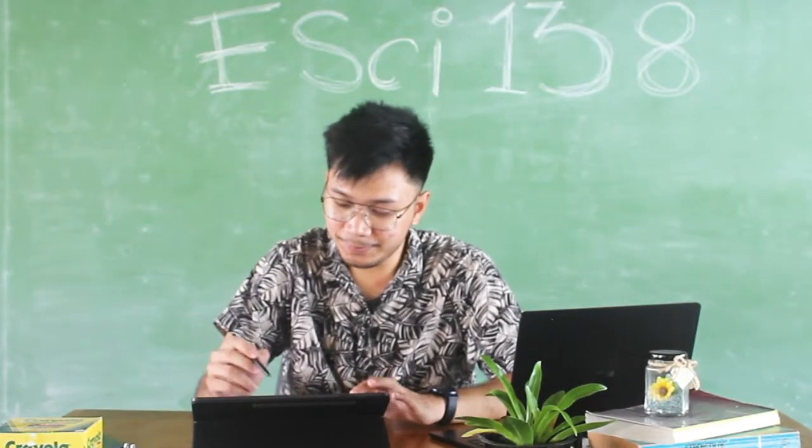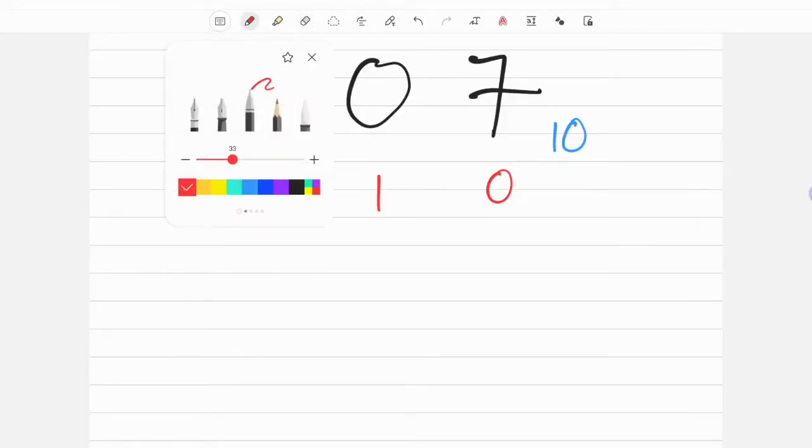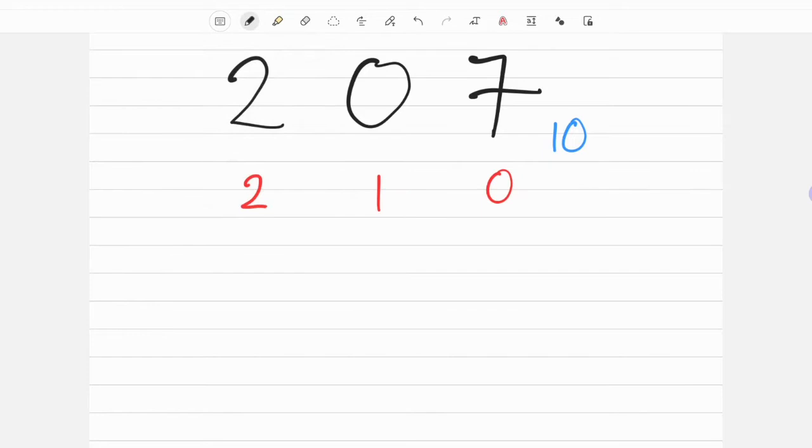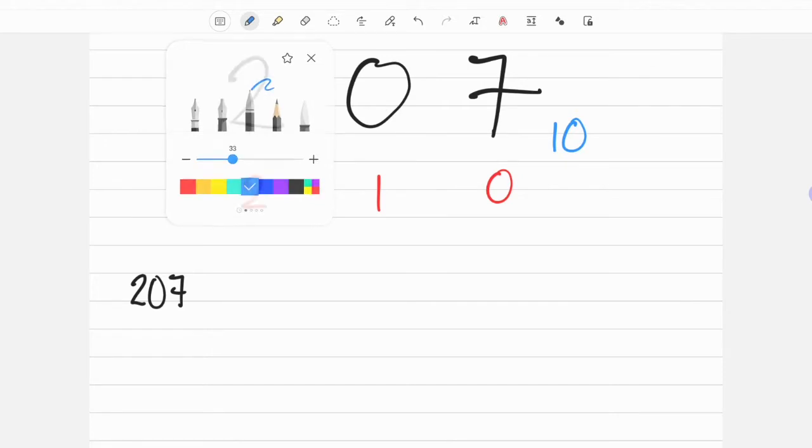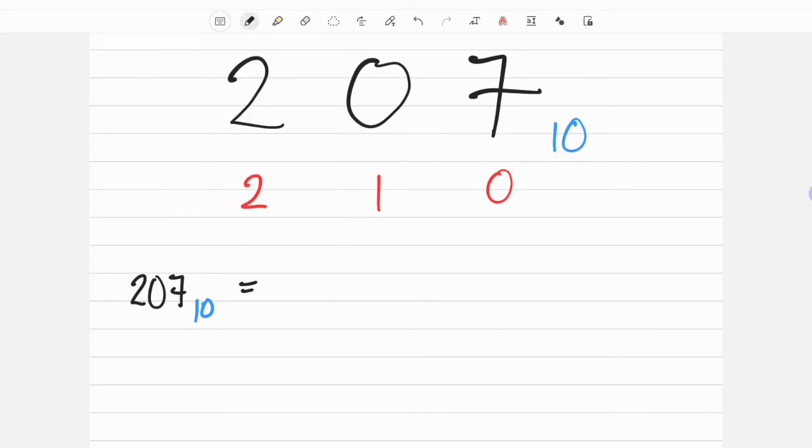So therefore, your number 207, let's look at it in this expression: 207 base 10 is equal to, let's see, 2, 0, and 7. And we will add them, all three of them.